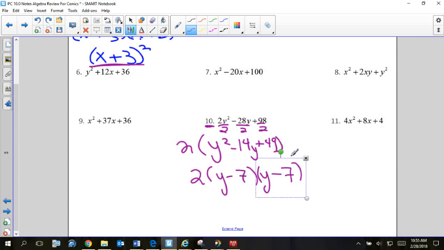So I will simplify that and write it as 2 parentheses y minus 7 squared, because it is a perfect square trinomial with a greatest common factor.